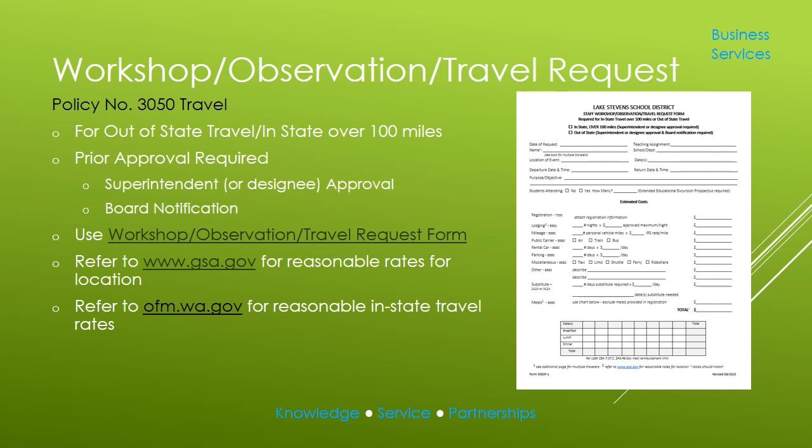Workshop Observation Travel Request is found under Policy 3050. The policy was updated in 2023, and the full policy may be found on the Board of Directors page of our website. Out-of-state travel requires the superintendent or designee approval and board notification. When traveling over 100 miles or out of state, use the Workshop Observation Travel Request form and obtain prior approval. For other travel, you can continue to use your own travel request form.